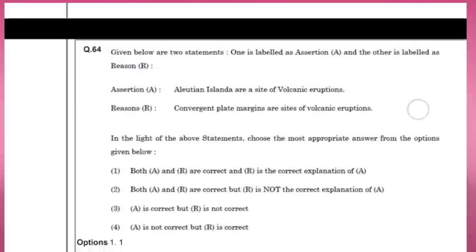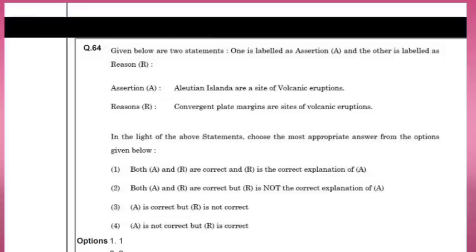And the next question, given the assertion and reason: elevation in Iceland is a site of volcanic eruption, and convergent plate margin is a site of volcanic eruption. Okay, both are true, but R is not the correct explanation of A. Option 2 is the correct answer.